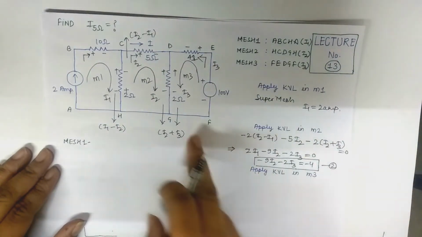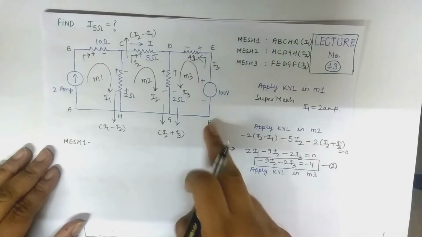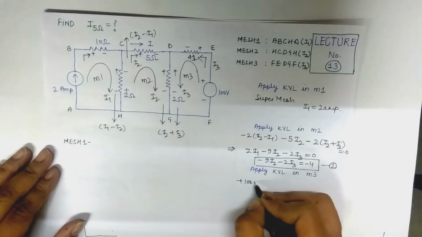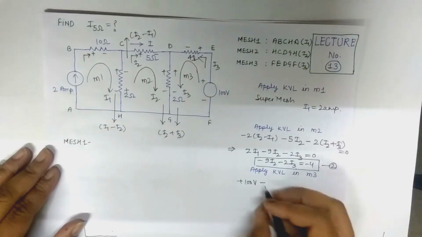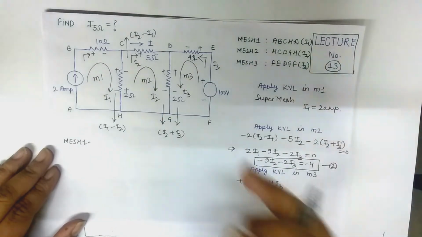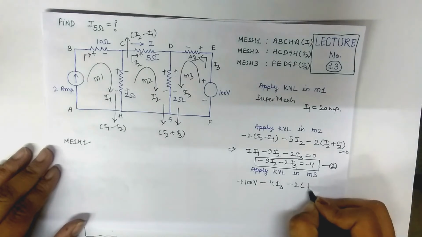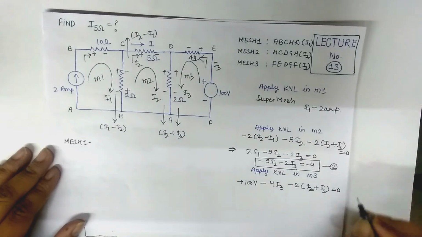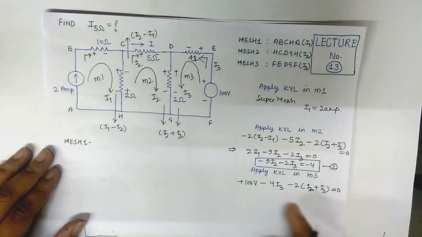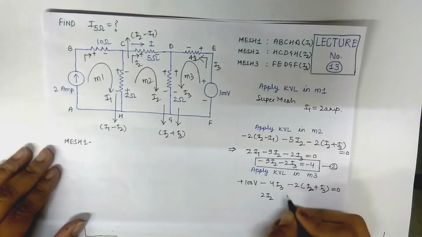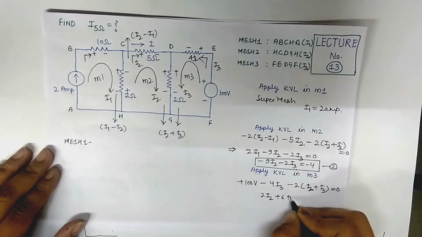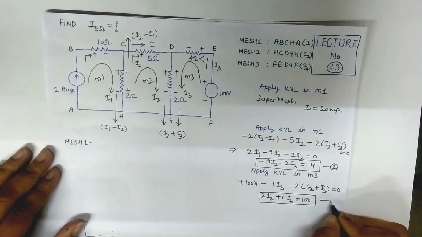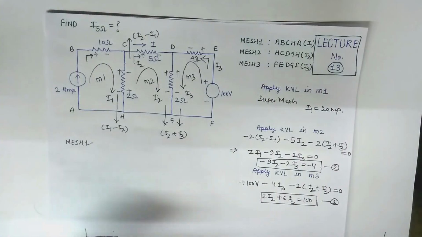Now apply KVL in mesh 3, starting from F and coming back to F. Considering the polarity of the battery, plus 100 volt, minus 4 I3, minus 2(I2 plus I3) is equal to 0. After solving this, it becomes 2 I2 plus 6 I3 is equal to 100. In this way we have two equations, 2 and 3.